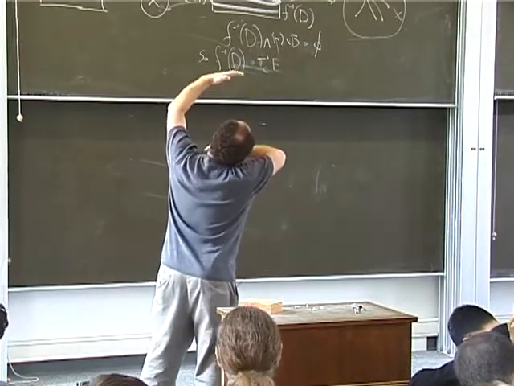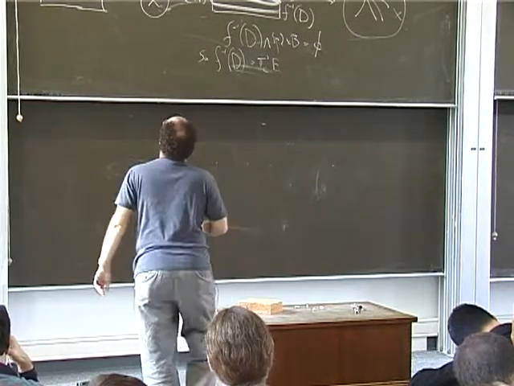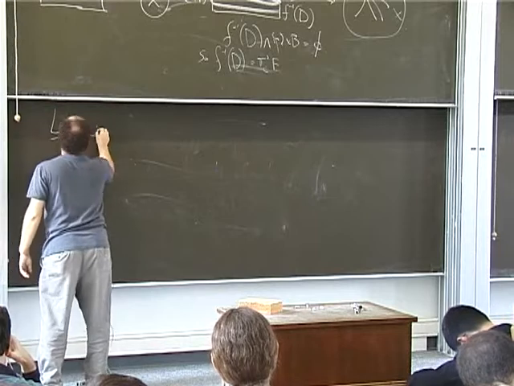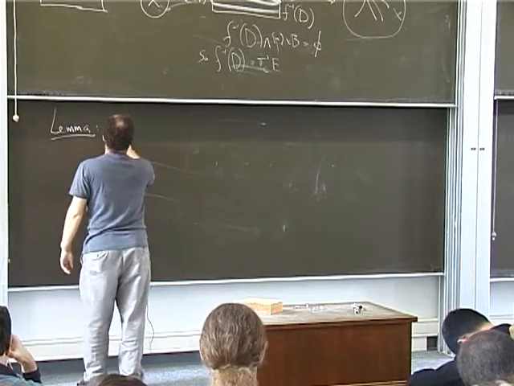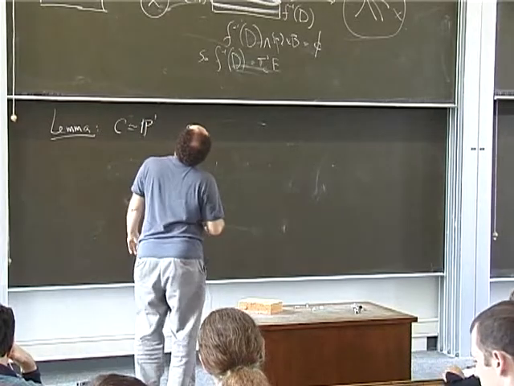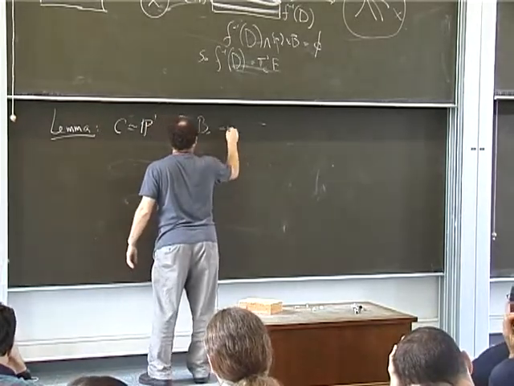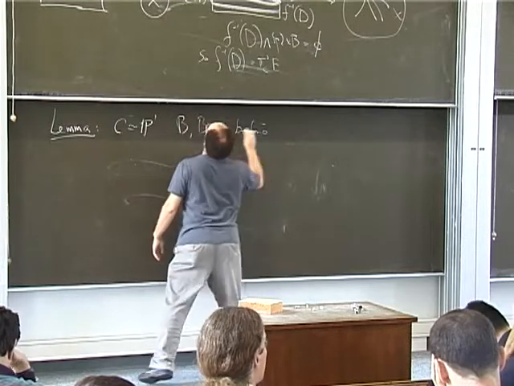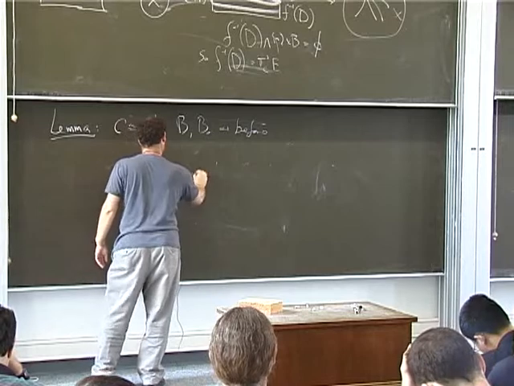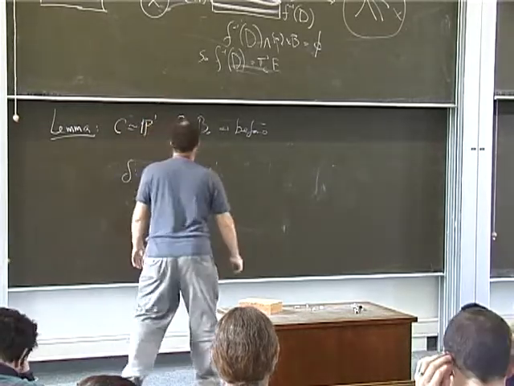If you think about rational curves, what you need is 2 points mapping to. So lemma. C is now P1, and B as before. And assume that we have F from C cross B0 to X, such that the restriction to 2 distinct points is constant.